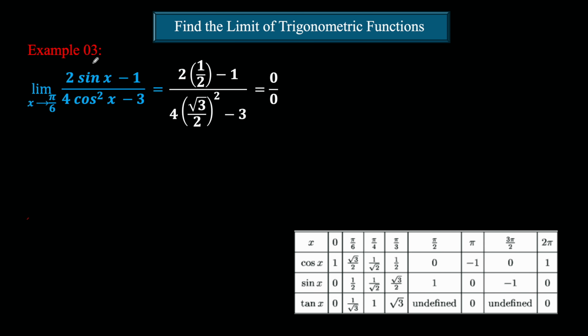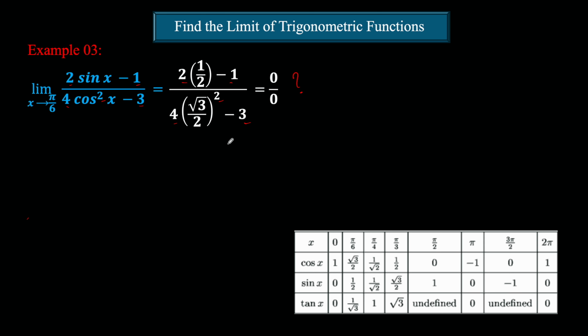Let's see the third example. Find the limit as x approaches π over 6 for this equation. As we said before, the constant numbers 2, 1, 4, 3, we don't touch them. And then we take the sine, so we substitute each x by π over 6. Sine of π over 6 is 1 over 2. And cosine π over 6 is the square root of 3 over 2, and this square remains here, okay? So this leads to the indeterminate quantity 0 divided by 0.